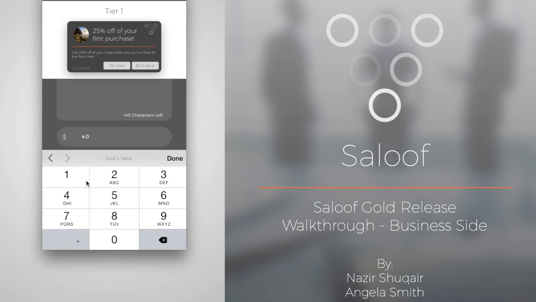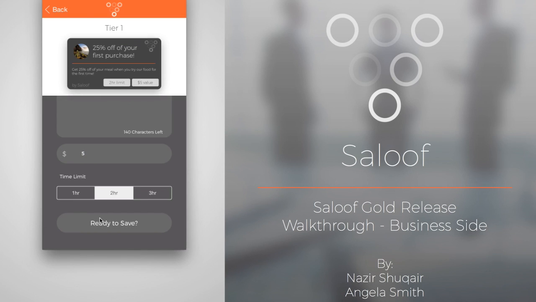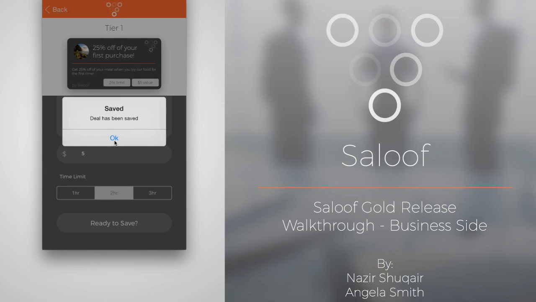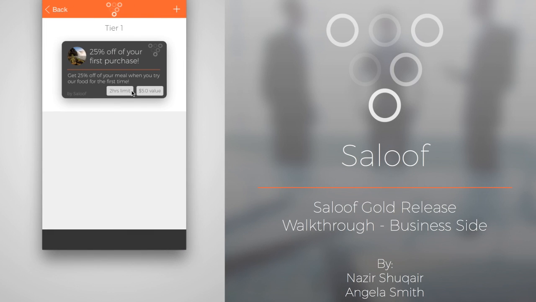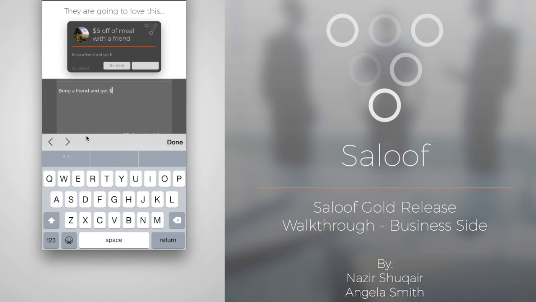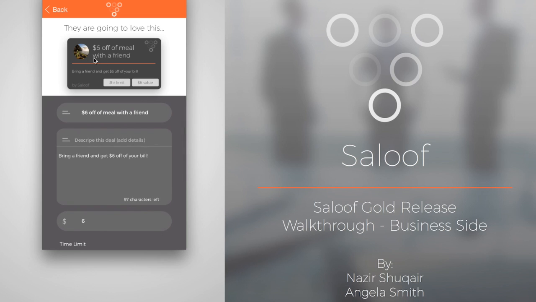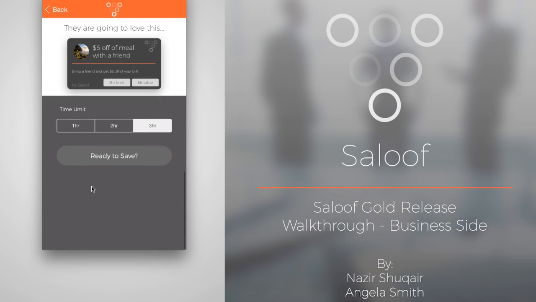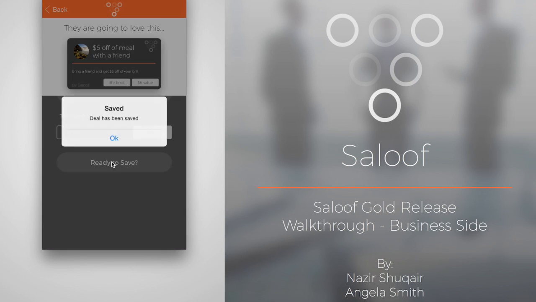I want to give $5 instead of $4, and I'm going to hit OK, and I'm going to save it, and that value has updated. Now let's create a new tier. Okay, so this is the second deal. Filled everything up. I'm going to hit ready to save.